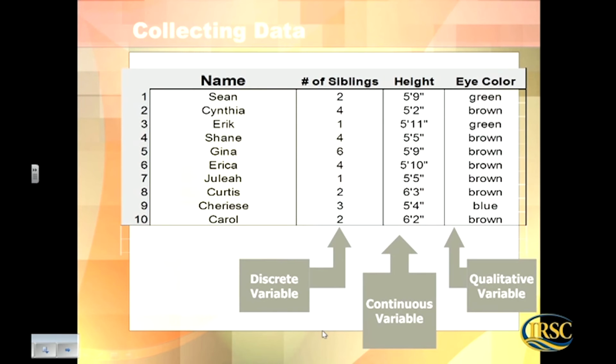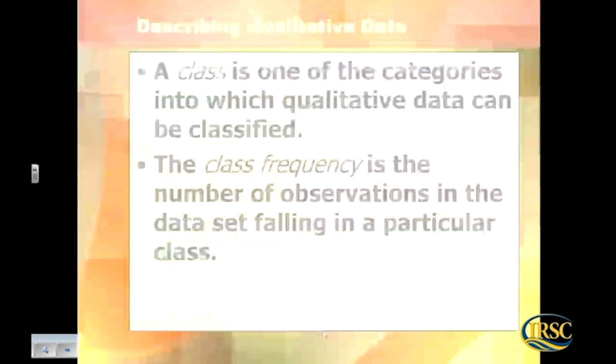Okay, now, once you've gathered your data, as we have here, there are a lot of different ways that we can represent this information. Depending on what you're looking at, you can determine the class, one of the categories into which qualitative data can be classified. The class frequency is the number of observations in that data set falling in a particular class. So if we have qualitative data, which one of those characteristics was qualitative, the ones we just looked at?